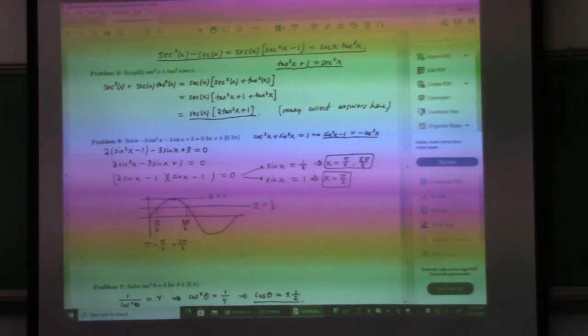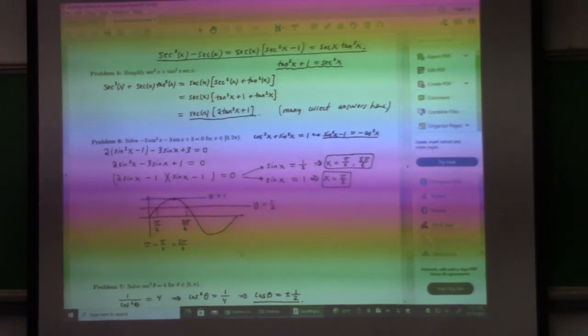Secant tangent squared. Yep. So if you were integrating secant cubed minus secant, this would actually be very, very useful because it would, oh, well, let me not oversell it.